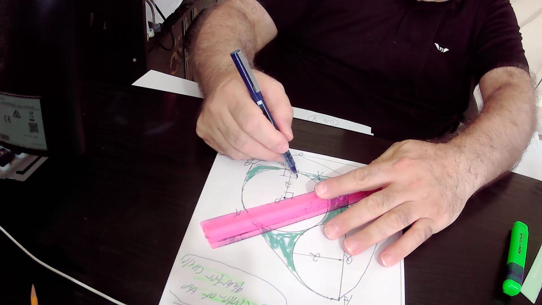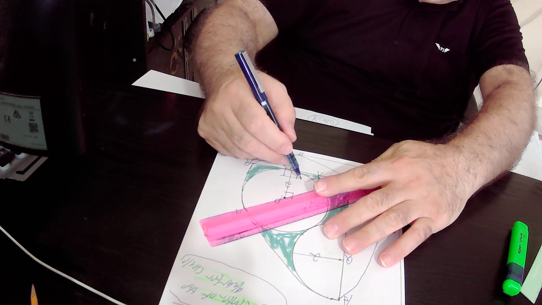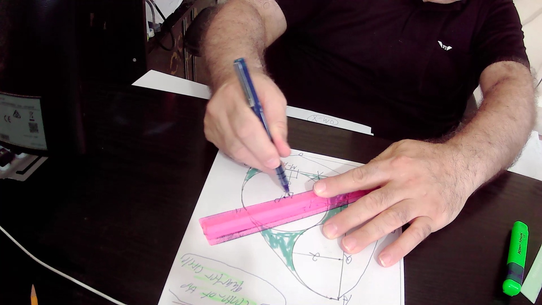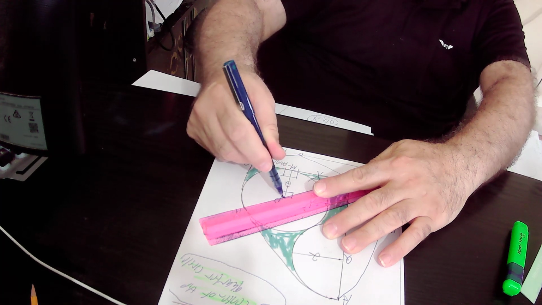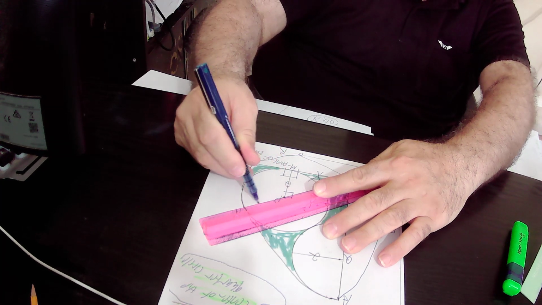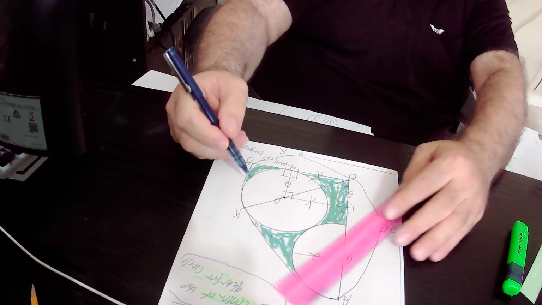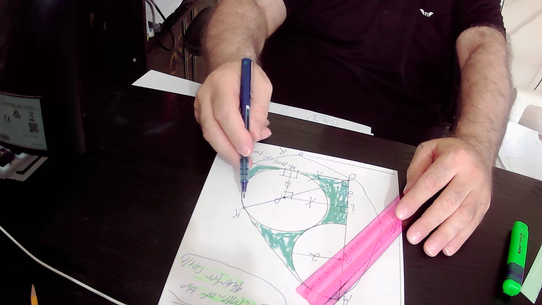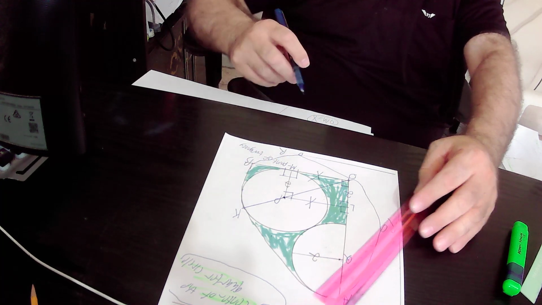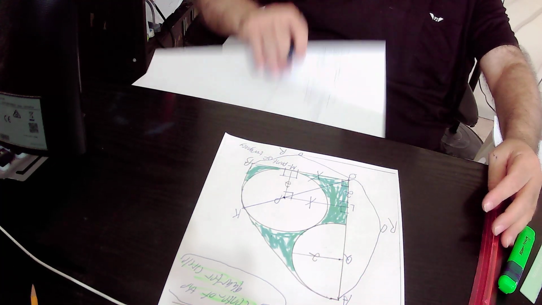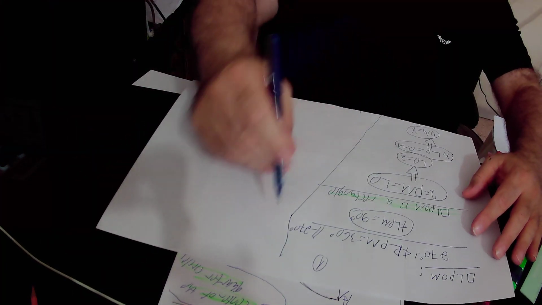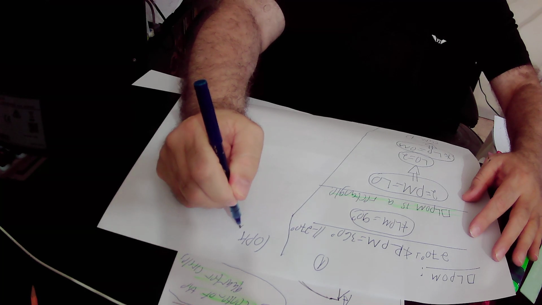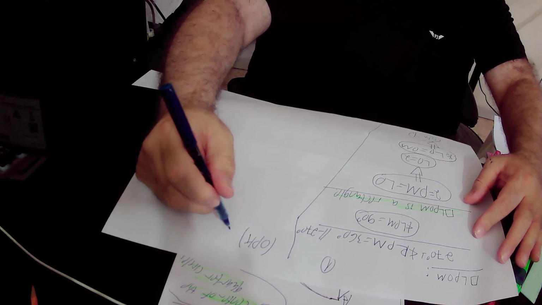So this straight line OP must pass through the touching point that is actually point K. That is to say, if the straight line OP must pass through point K, it means that OPK is one straight line. OPK is one straight line because of the fact that the straight line OP must pass through point K, therefore OPK is one straight line.